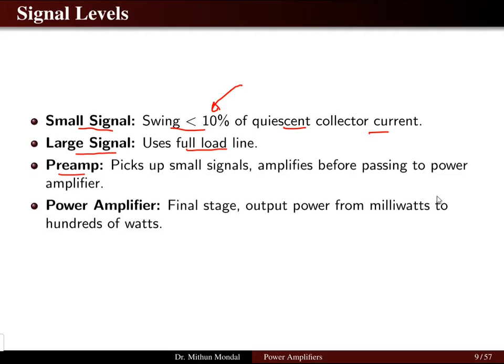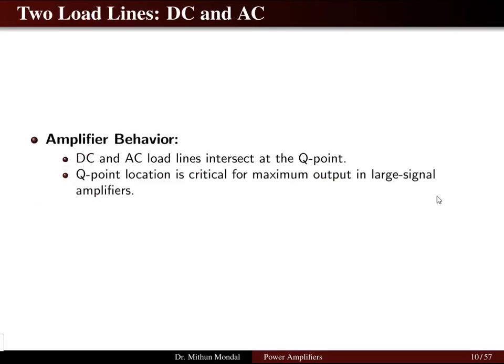The pre-amplifier will pick up the small signal and amplify it before passing it to the power amplifier, whereas the power amplifier is the final stage. It will give output power from milliwatts to hundreds of watts. So there are different stages, and each stage has its own way of transmitting the power, whether it is small signal, large signal, or a pre-amplifier.